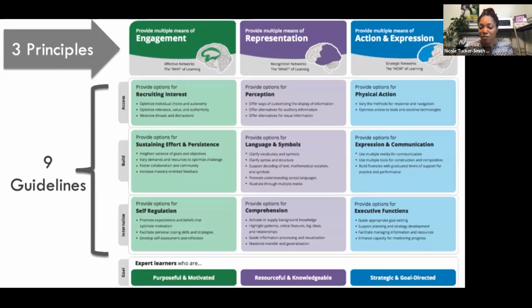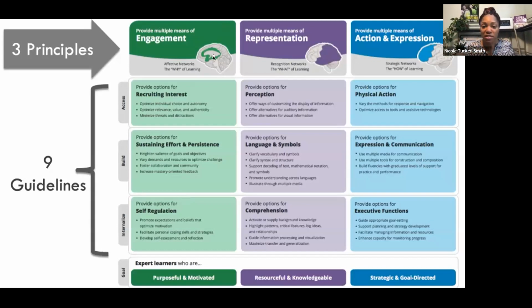Yes, that is the website for the UDL guidelines. And if you go there, you can get to an interactive version of it, and you can even dive deep. This is the one we're going to talk about today, providing options for sustaining effort and persistence. I highly recommend that you bookmark that. Take a look at it if you're unfamiliar with it. It also has all of the research that informs all of the guidelines and checkpoints.